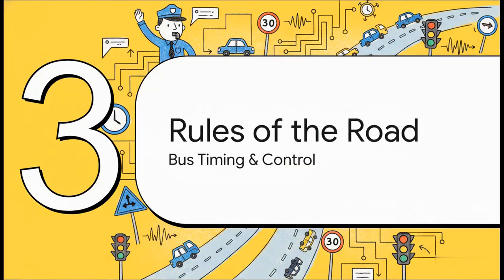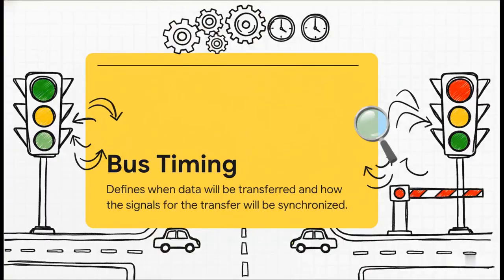Okay, so we've got our traffic cop. But every highway also needs rules, right? Things like traffic lights, speed limits, you get the idea. In a computer, we call these rules bus timing. Bus timing is basically the rulebook that governs exactly when and how data can be sent across the bus. It's the traffic light system that tells every single component when it's safe to go and when it absolutely needs to stop.